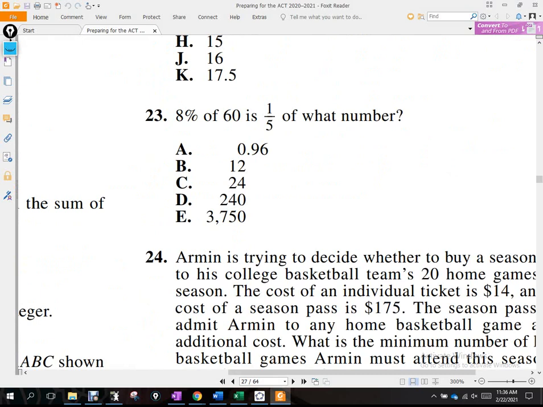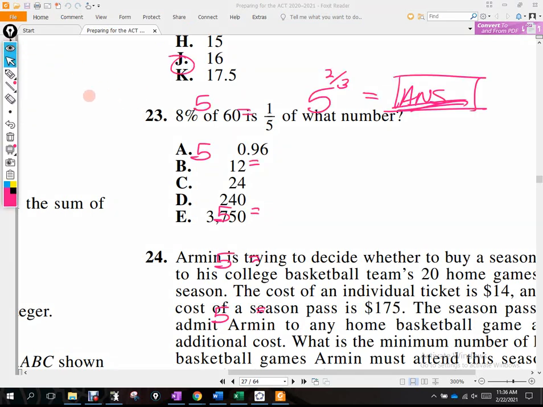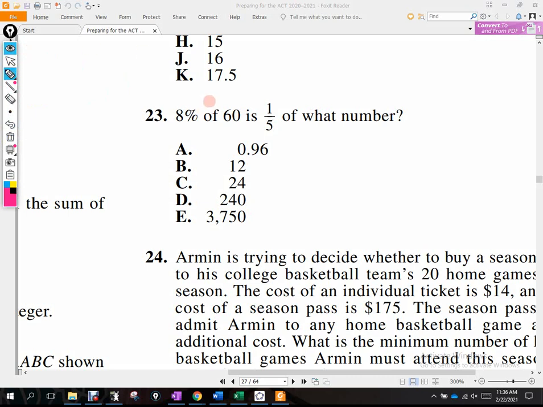Do you guys remember how to do a question like 23? 8% of 60 is 1/5 of what number? You remember how to do that? No. We're going to go with 24. What does the word "of" mean in algebra? Of means multiplication. So this means multiply.